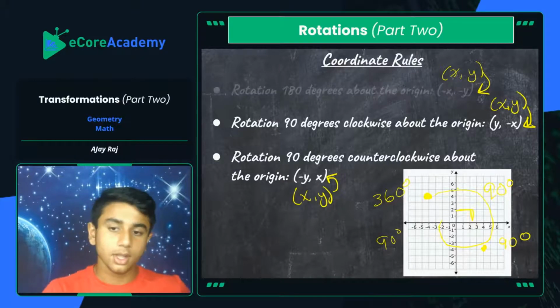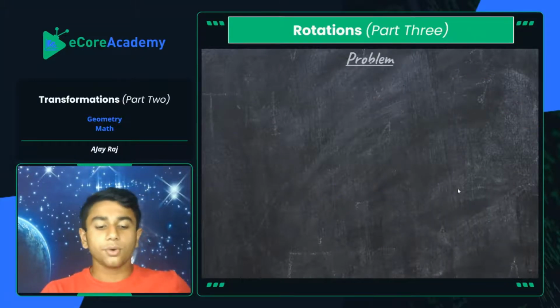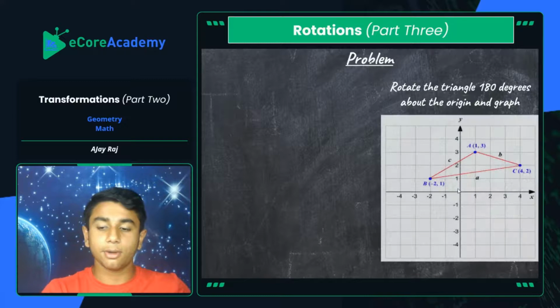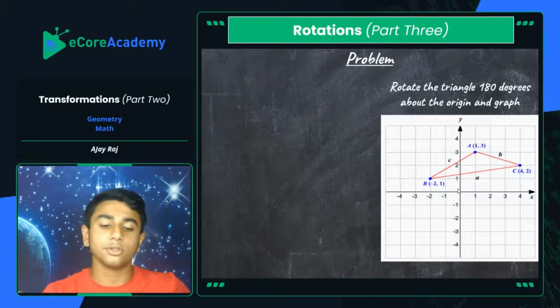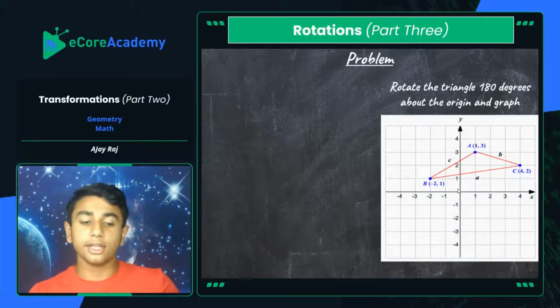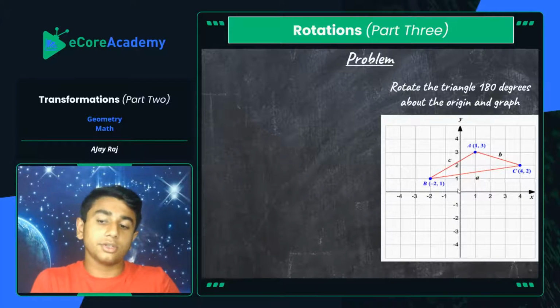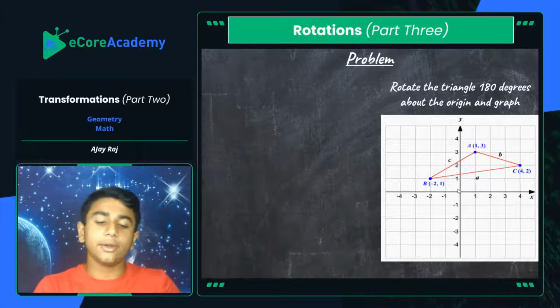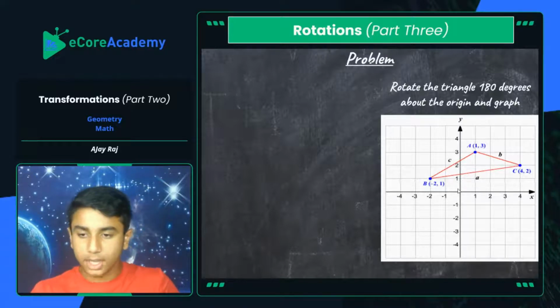So now let's apply these coordinate rules into an actual problem here. The problem that we're given is rotating this triangle 180 degrees about the origin, and we're going to graph that as well. It's important to graph so that you actually look at the visual representation of what that rotation is going to look like on a coordinate plane. So we're going to rotate this triangle 180 degrees about the origin and graph it. So basically we're going to look at our coordinate rules.